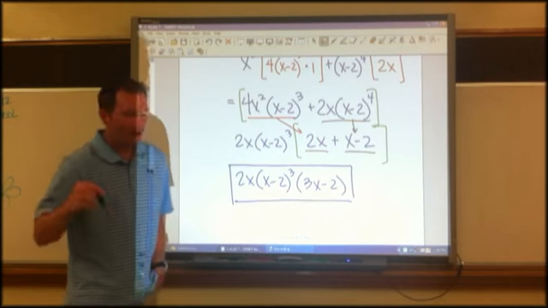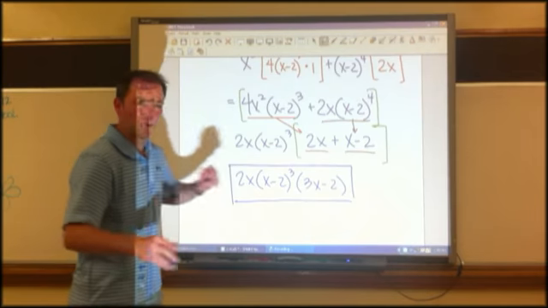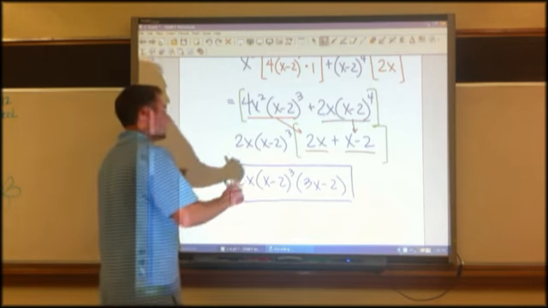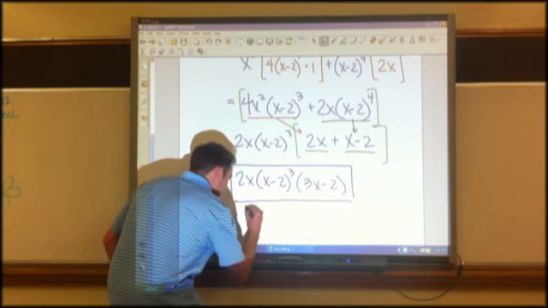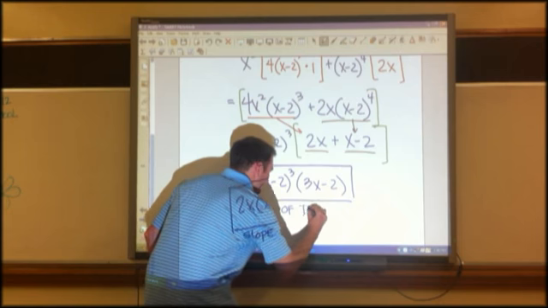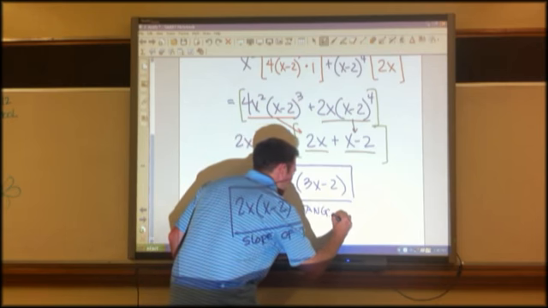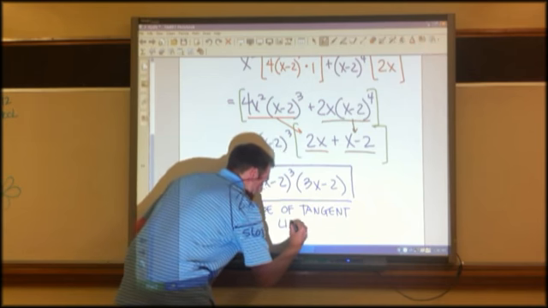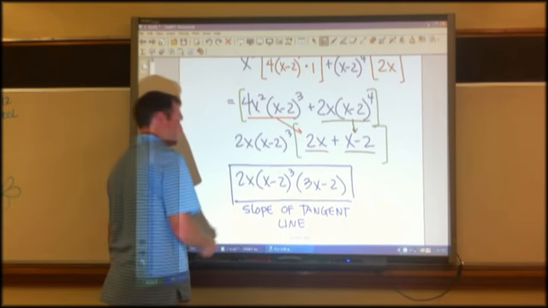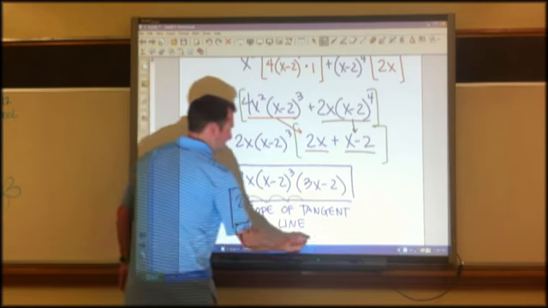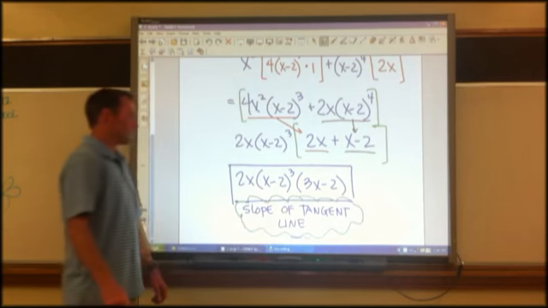And remember that as complicated as this gets, multiple rules, product rules, chain rules, power rules all happen at the same time. This is still slope of the tangent line. Never forget this part. Derivatives are slopes.